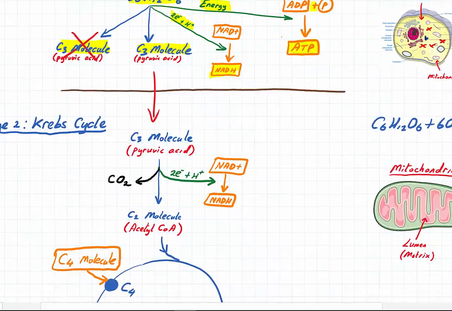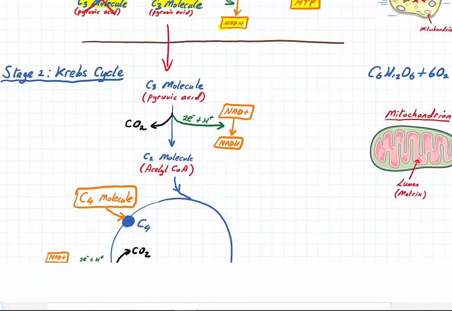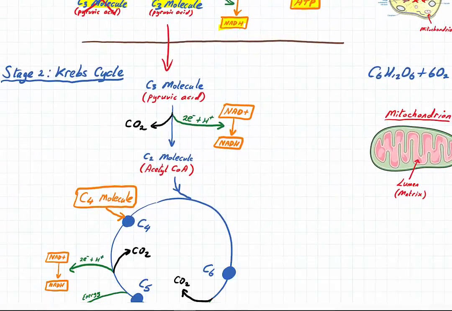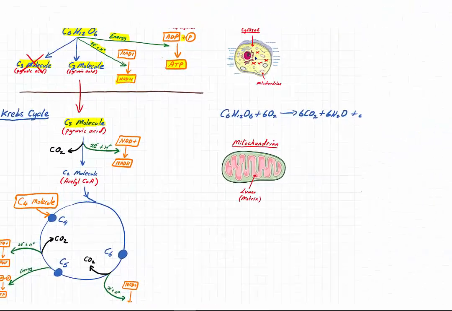And now we're on stage 2. So let's follow the energy again through stage 2 and see where it ends up. We now have energy in the form of a C3 molecule, as I called it earlier, pyruvic acid. We are now entering what's called the Krebs cycle. And maybe mention location first again here before we go any further.